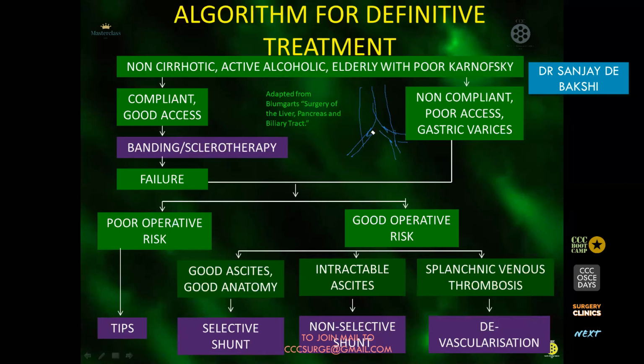Okay, transjugular intrahepatic portosystemic shunt, TIPS. When it was initially described, we used to call it TIPSS, but in the course of time, we've dropped the last S. So it's now TIPS, TIPS, TIPS.